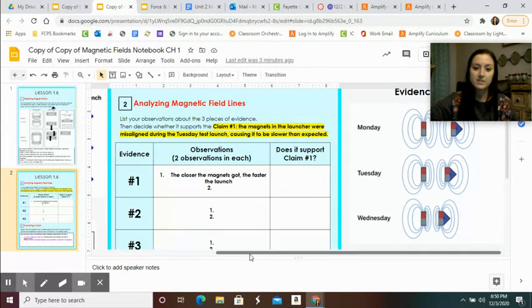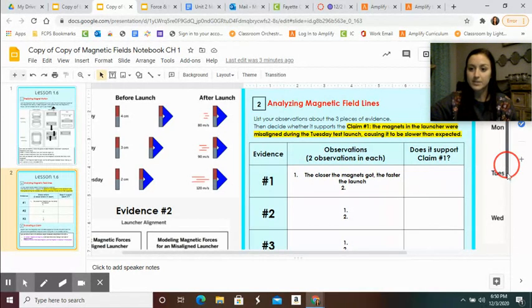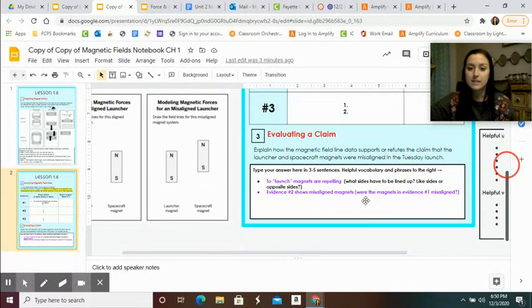An example of an observation that you could have made over here would be the closer the magnets got, the faster the launch, because we saw they moved them closer and the speed increased. And so 2 for each, and then you're going to say yes or no. Does it support the claim? Just a quick yes or no, because down here you're actually going to explain a little bit more, and you're going to type in 3 to 5 sentences how the data, all those evidence cards, support or maybe don't support, because you could say they either support the claim or refute it. And to refute means to disagree or to prove it wrong.